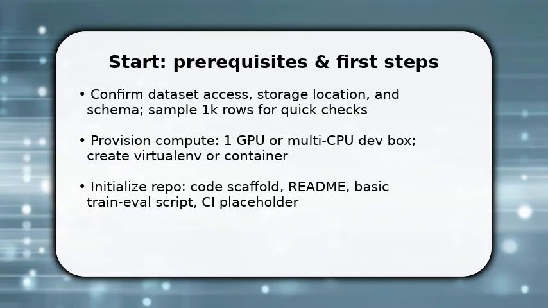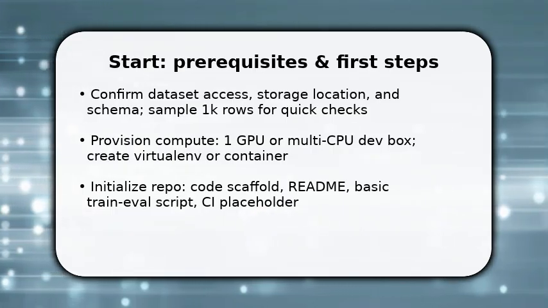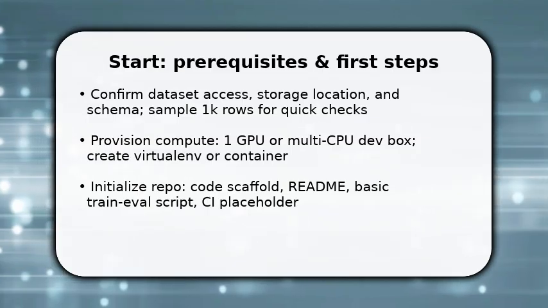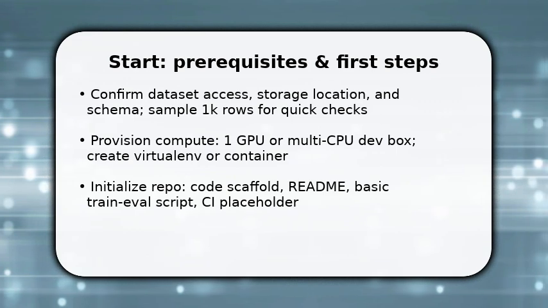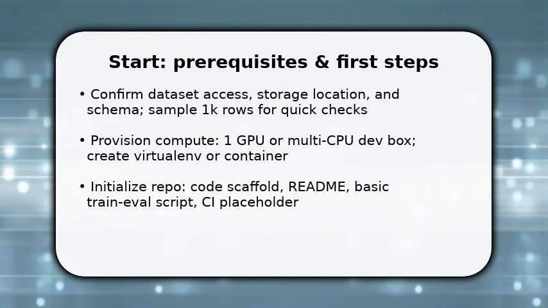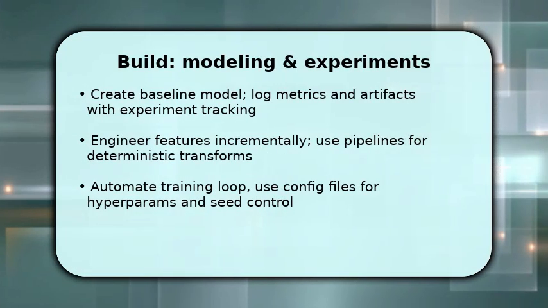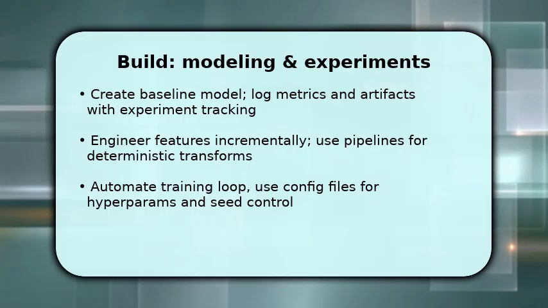Then initialize your repository with a simple train-eval script, README, and experiment folder. This lets you run a fast baseline immediately and avoid time-consuming surprises as you iterate. You now expand from baseline into structured experimentation.